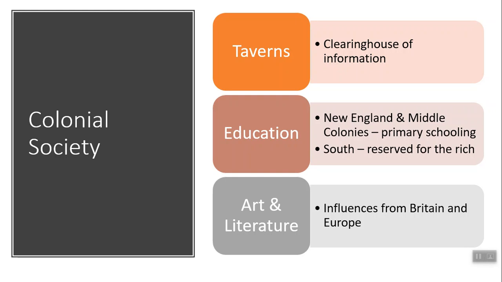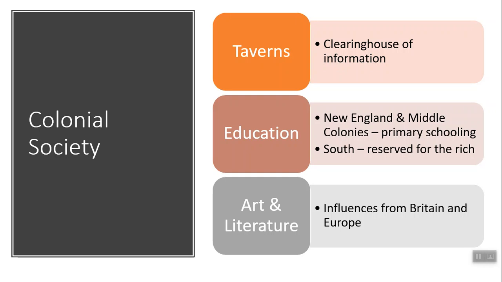Education: New England and the Middle Colonies had primary schooling. Remember that Old Deluder Act in New England. In the South, education was pretty much reserved for the rich. And when we talk about this, we're talking about primary schooling. When it comes to secondary education, in all of the colonies, it's pretty much reserved for the rich.